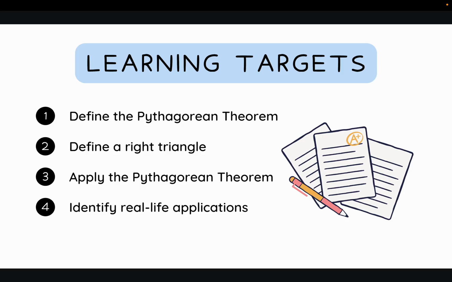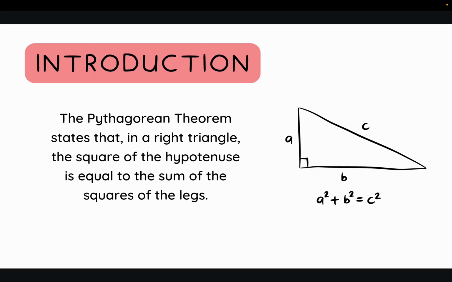So here's some of our learning targets. First, we're going to define the Pythagorean theorem. Then second, we're going to define a right angle, as this will be important to our theorem. Step 3, we will then apply the Pythagorean theorem. And then number 4, we will identify real life applications to the Pythagorean theorem and why we need to know it.